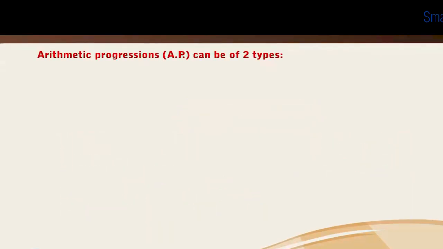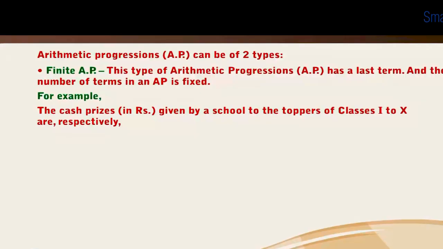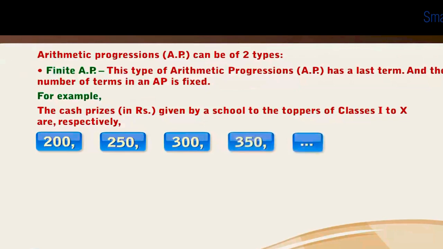Arithmetic progressions, AP, can be of two types. Finite AP. This type of arithmetic progression has a last term, and the number of terms in an AP is fixed. For example, the cash prizes in rupees given by a school to the toppers of classes 1 to 10 are, respectively, 200, 250, 300, 350 up to 750.